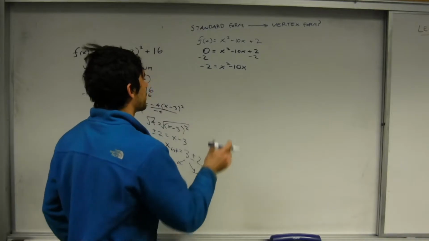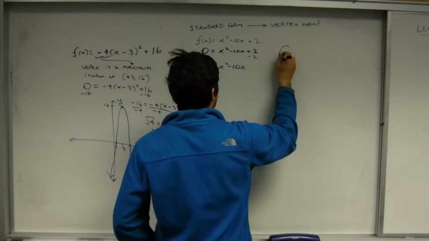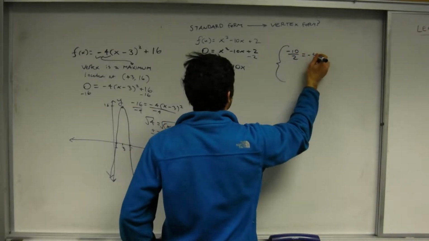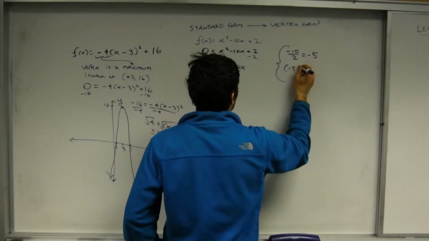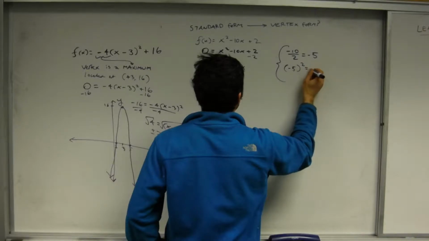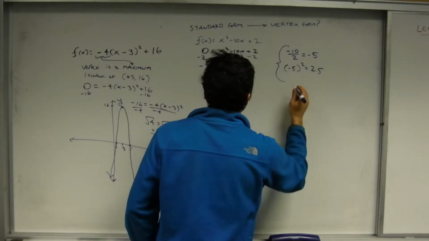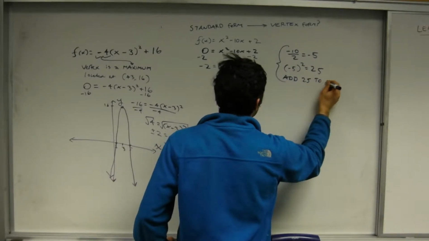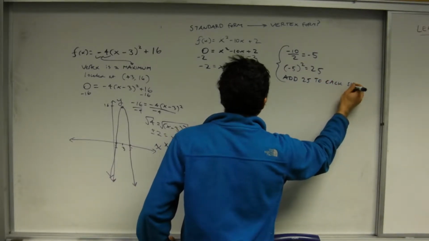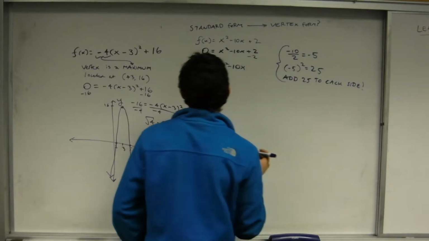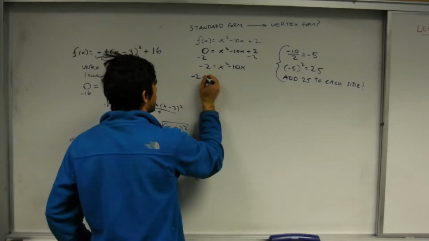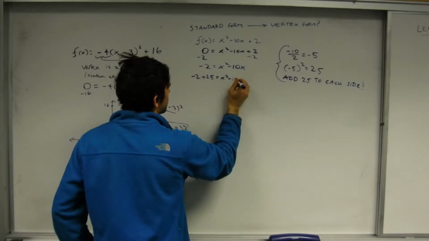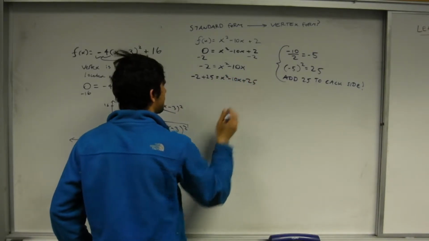So now we're going to complete the square on this side. Negative 10 divided by 2 is equal to negative 5. And then negative 5 squared is equal to 25. So that means we are going to add 25 to each side. So we get negative 2 plus 25 is equal to x squared minus 10x plus 25.